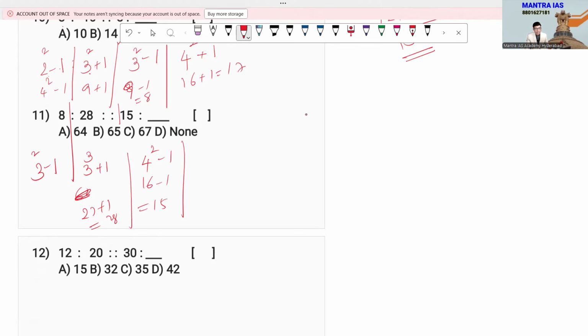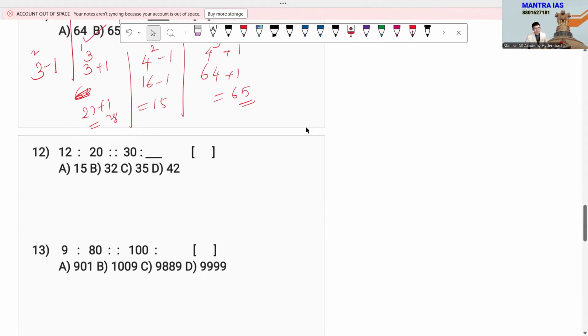Then what is the next one? Same, 4 cube plus 1. That is 64 plus 1. The answer is exactly how much, Baba? 65. That's a beautiful question. This is the style of doing.